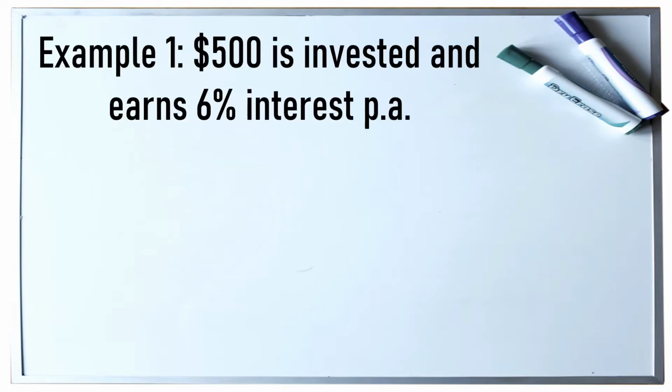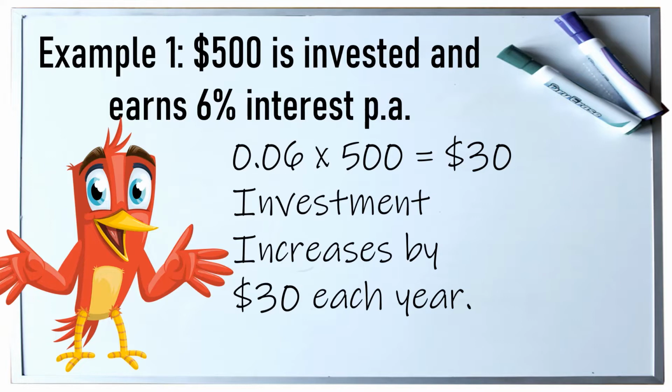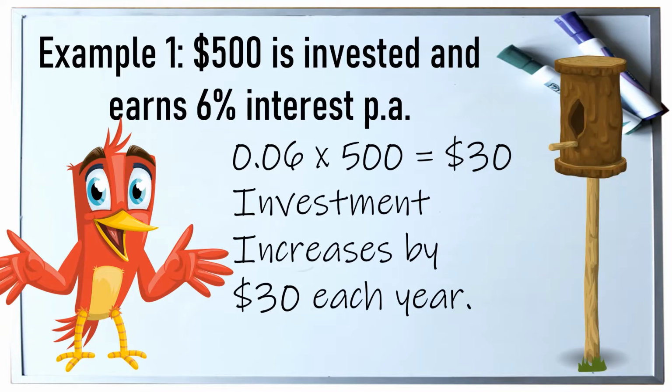Example 1. $500 is invested and earns 6% per annum. 6% of $500 is $30, so the investment increases by $30 each year.